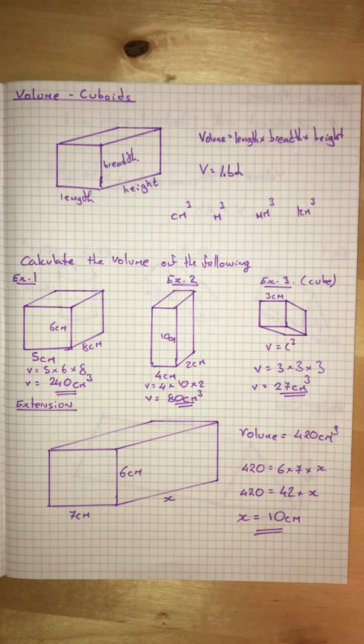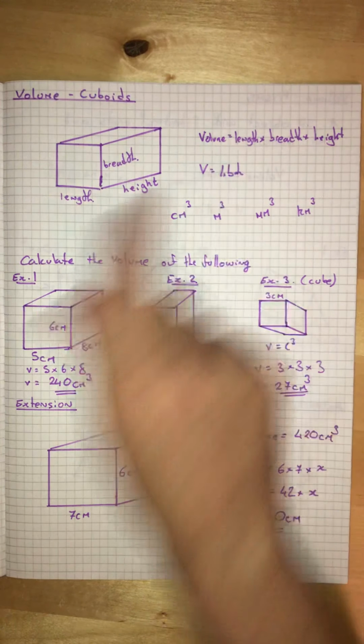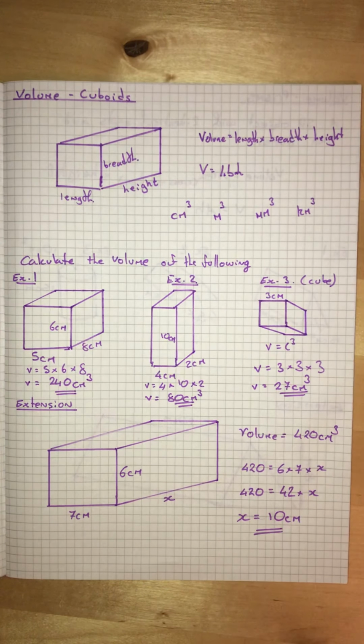Okay, so that is just volume of a cuboid. Important things to remember are the units, and that it's just multiplication. Okay, that's volume of a cuboid.